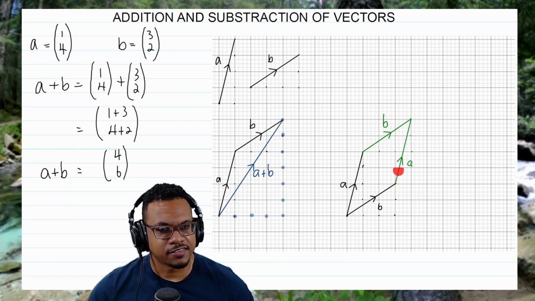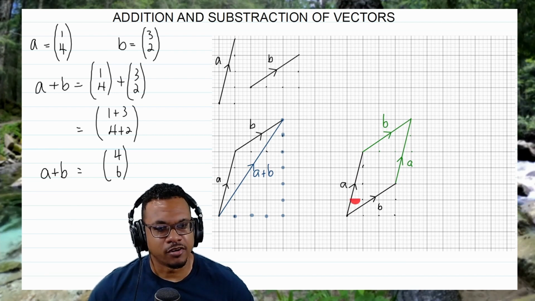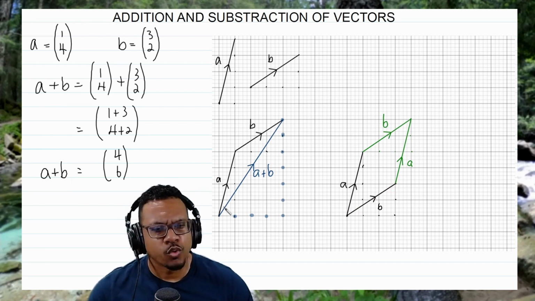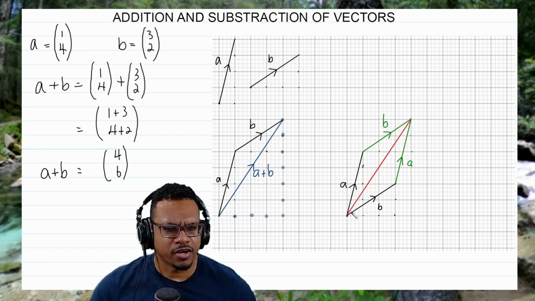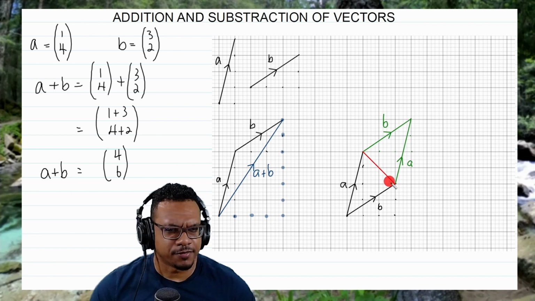So again, I can see the vector A, 1 unit to the right, 4 units upwards. And this side is parallel to this side. So this is our parallelogram. Parallel sides here and parallel sides here. Now within this parallelogram, we have two diagonals. We have a diagonal here and we have a diagonal here.